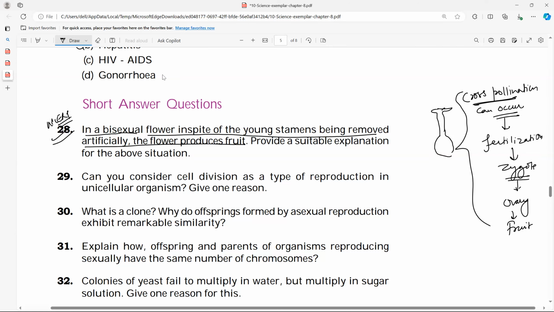Have you noted? Still writing. Just a minute, sir, still writing. Okay. Keywords are important for every question to write the answer properly. Okay. Done, sir.